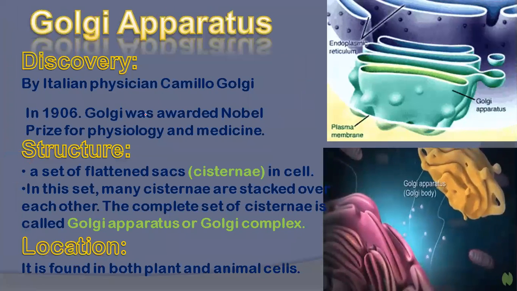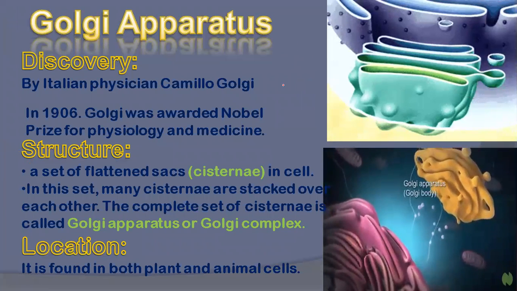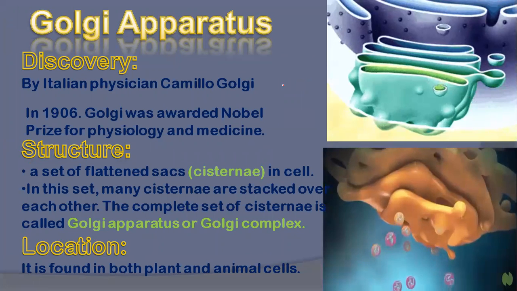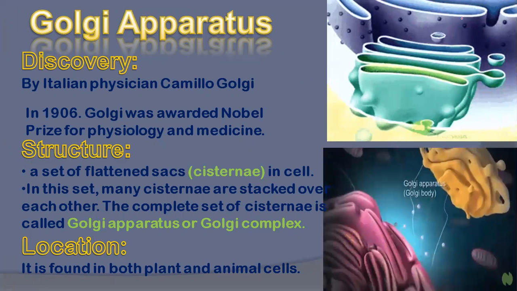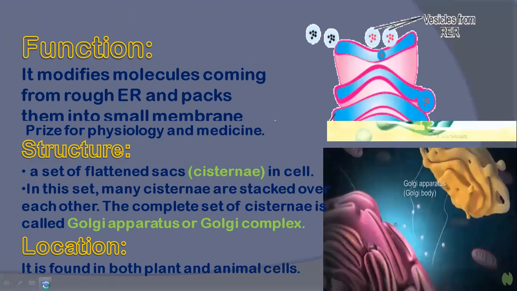Okay, so next we will talk about the Golgi apparatus. This Golgi apparatus has a connection with rough or smooth endoplasmic reticulum. If you see here, this is rough endoplasmic reticulum, and it has a connection with the Golgi apparatus. Some vesicles are produced from here, and they move towards the Golgi apparatus. Actually, what is the Golgi apparatus?